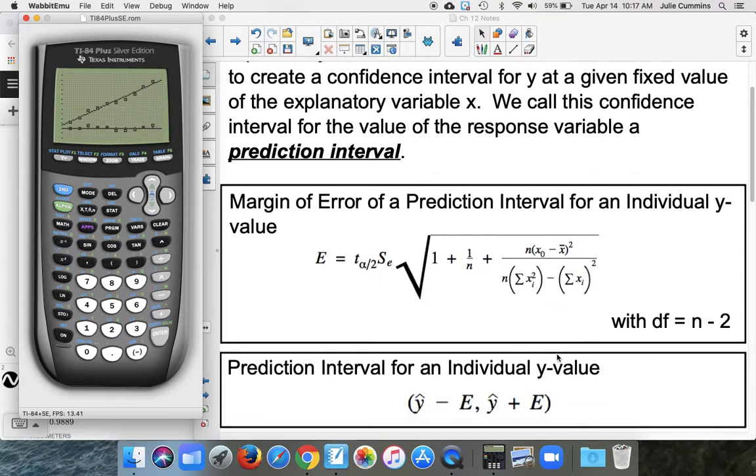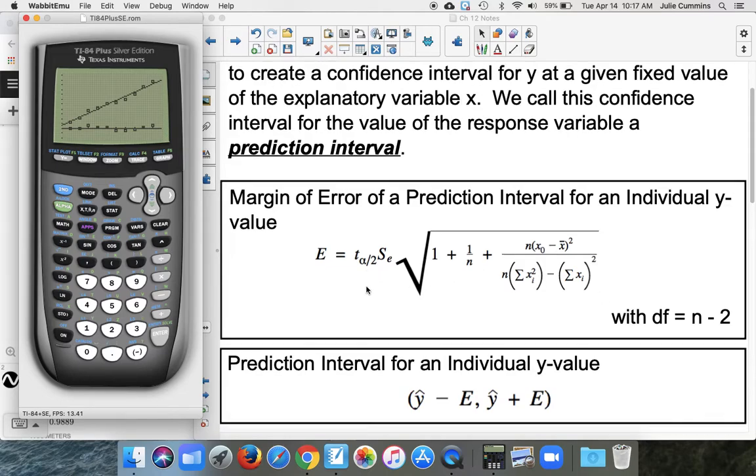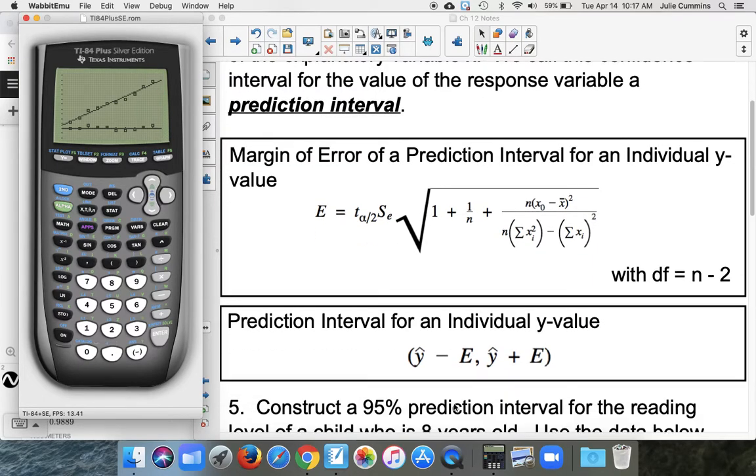So that's our equation. Degrees of freedom is n minus 2. You'll need that when you're looking up that critical value of t. And then what we'll do is we'll take that predicted value. So remember, my 8-year-old daughter, we predict that she has a certain score, and we'll add or subtract that margin of error to get an interval that I can be 95% confident that her reading level is going to fall in that region.